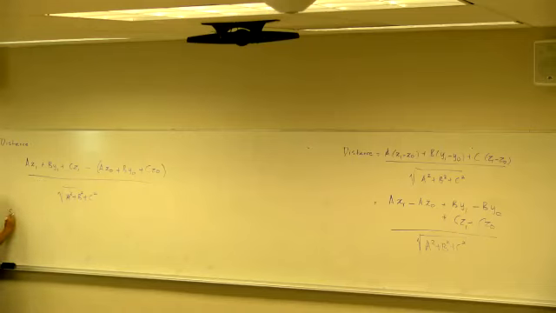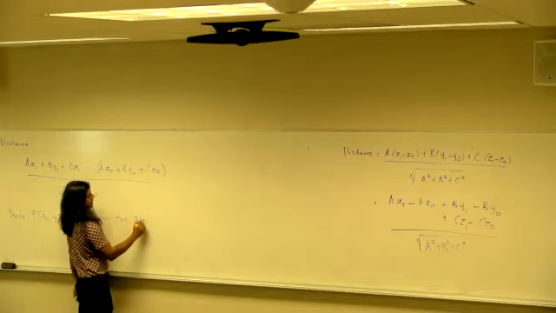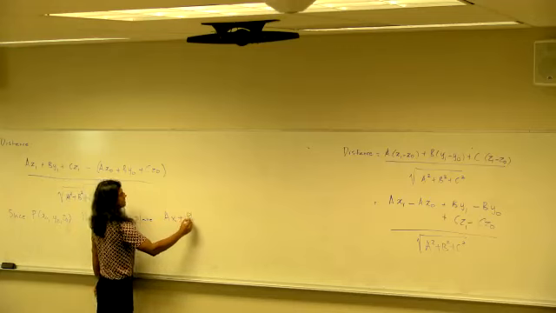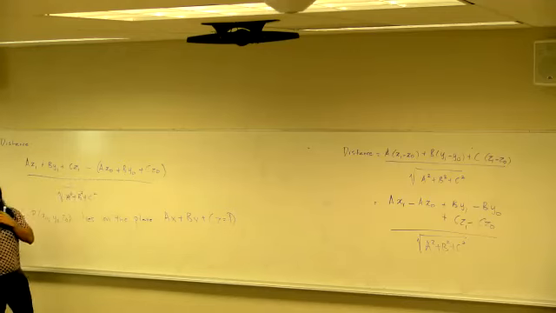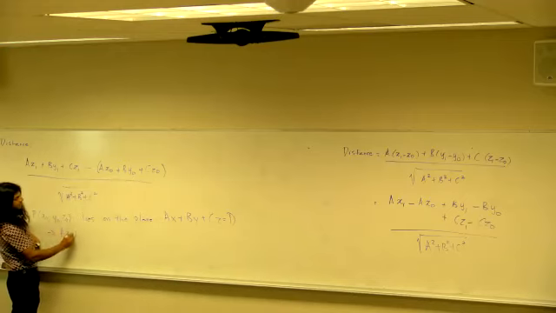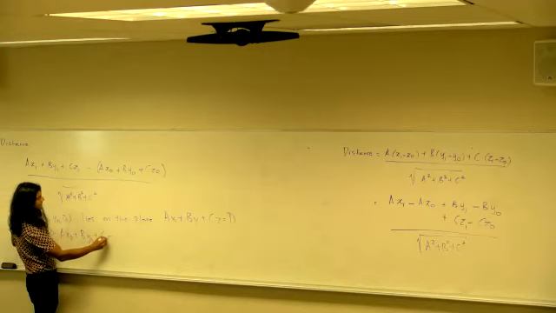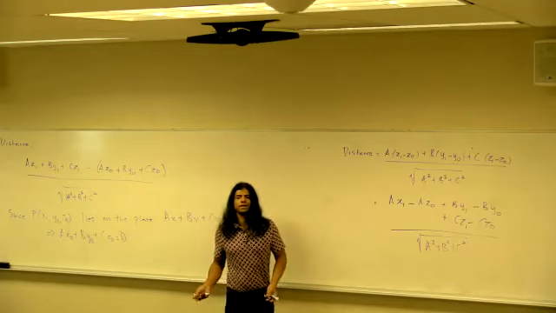Since the point P, which is x naught, y naught, z naught, lies on the plane, Ax plus By plus Cz equals D. Plug in, it will satisfy Ax naught plus By naught plus Cz naught equals D. Do you agree? If a point lies on a plane, then it has to satisfy the equation of the plane. Just like if a point lies on a line, it must satisfy the equation of the line.